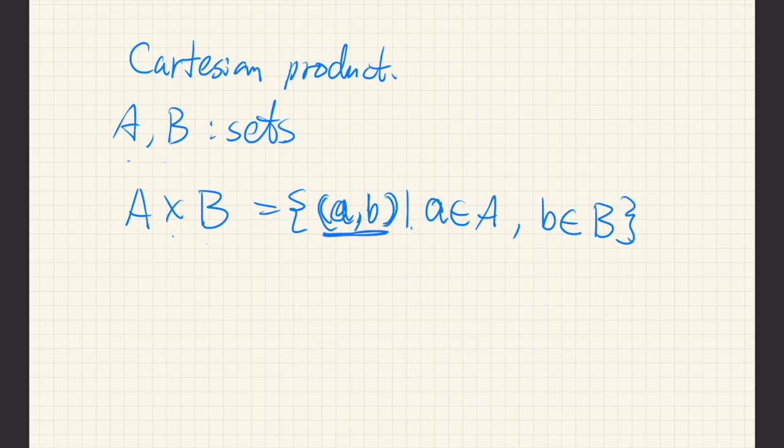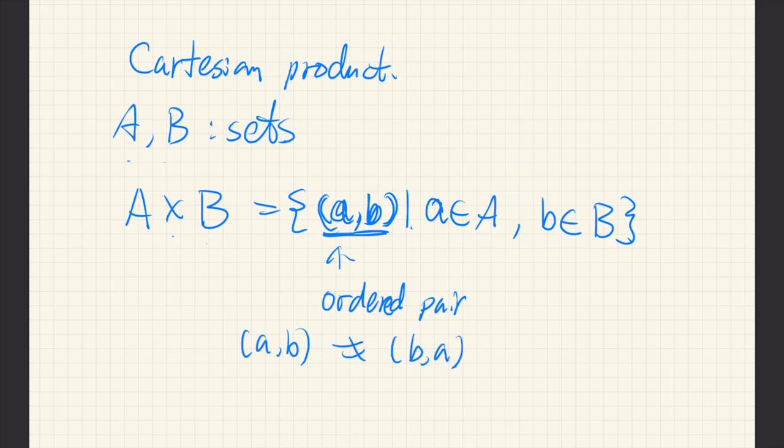This parenthesis a comma b is called an ordered pair. The order matters, so (a, b) is not the same as (b, a). And we use round parentheses, round brackets. Don't use curly brackets or square brackets. This is just a convention, but in order to avoid any confusion, let's stick to this convention. So this is a set of ordered pairs.